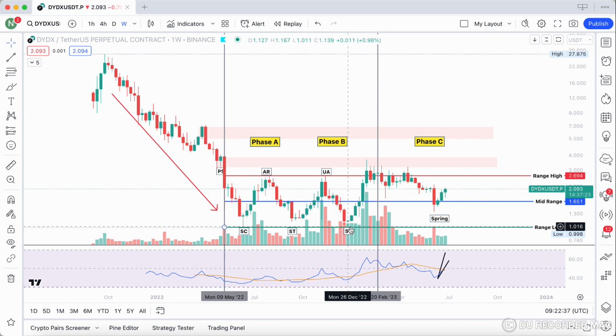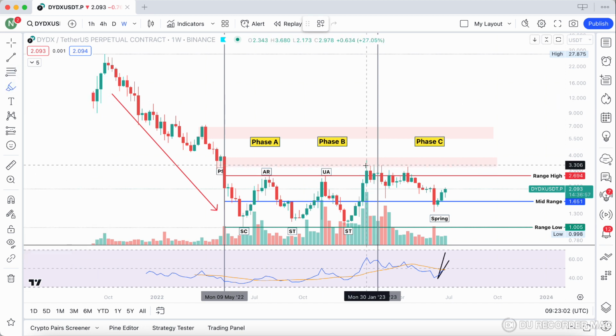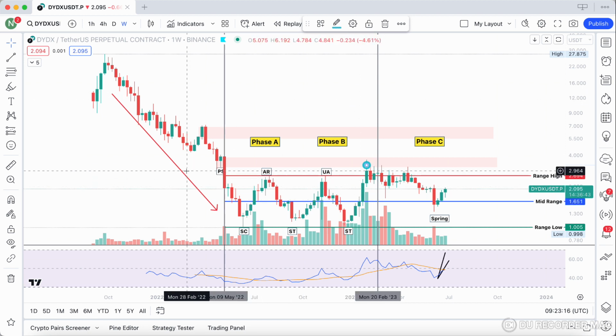Now, the thing about phase B is that it is full of shakeouts. The market makers are trying to shake out all the traders and investors that are holding the asset, so they are initiating bull traps and bear traps. You can see here, this is a bear trap. This is a bull trap. A strong move above the range, and many breakout traders probably thought that that's it. The accumulation is finished and DYDX is pushing out of the range, but it was a bull trap.